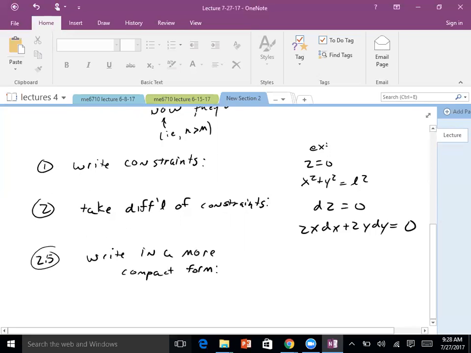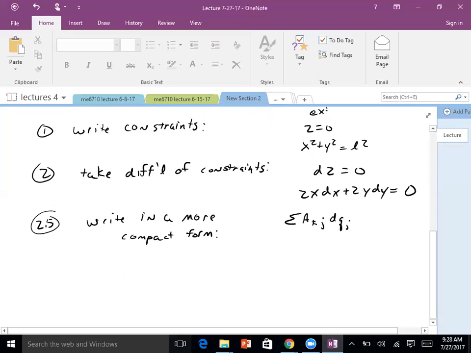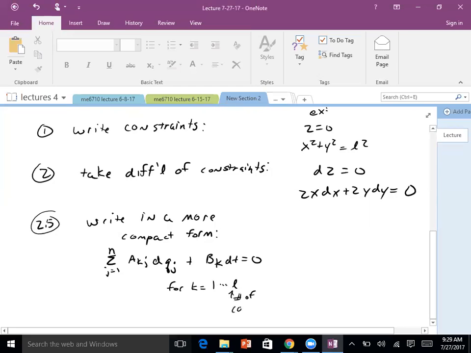So we're going to write our constraints as follows. The sum of a kj dqj. Actually, if you're writing it the same way I am, let's write this form over here, and then we'll put our example on the right. Sum a kj dqj, and here we're summing over j for j equal 1 to little n, plus, if you have any time derivative terms, then you'll get those, bk dt equals 0. And this is for k equal 1 to L, and L is the number of constraints. So let's do that over here.